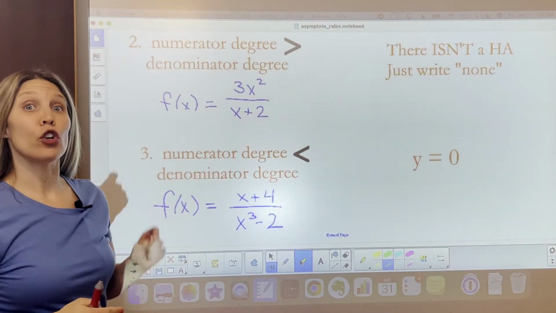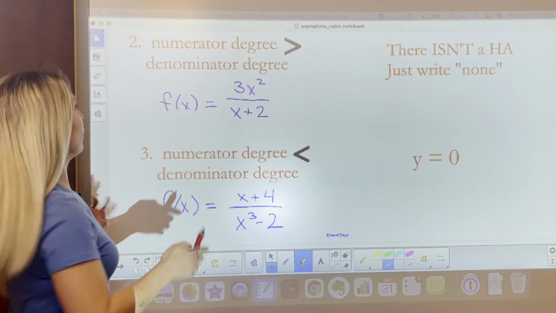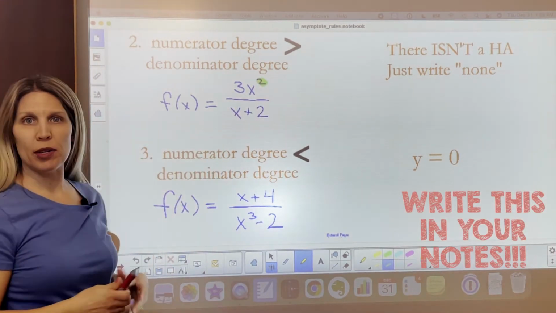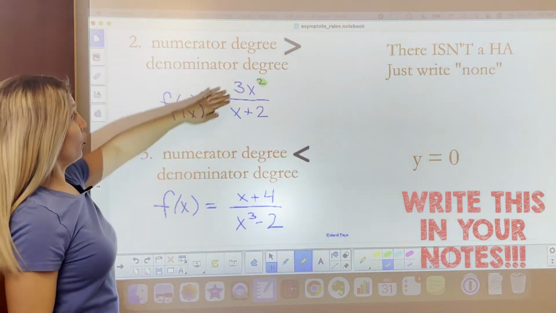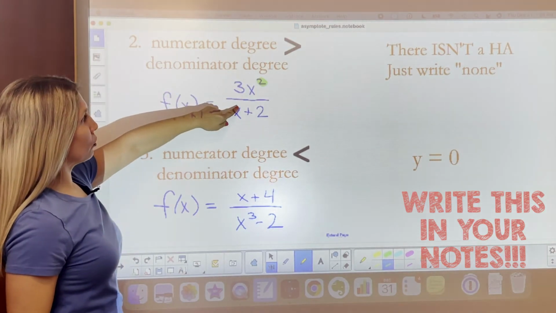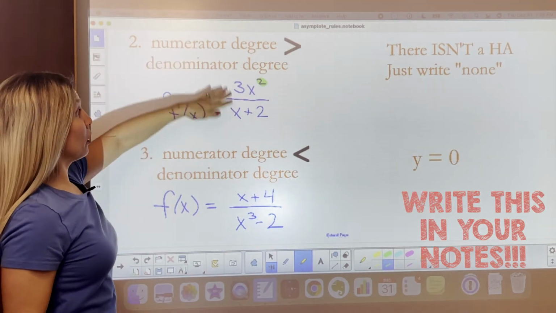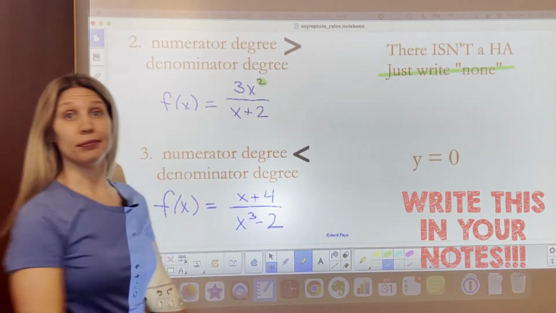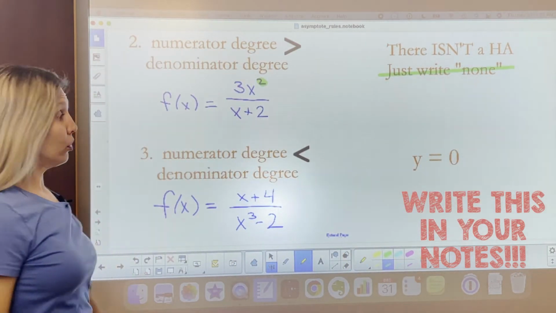Now, in this case, if your numerator degree is greater than your denominator degree, so this one is a 2, right? And this one down at the bottom is just a 1. So your numerator degree is 2, your denominator degree is 1. Since it's bigger than the denominator, you're just going to write, there isn't one. How easy is that? There isn't one.